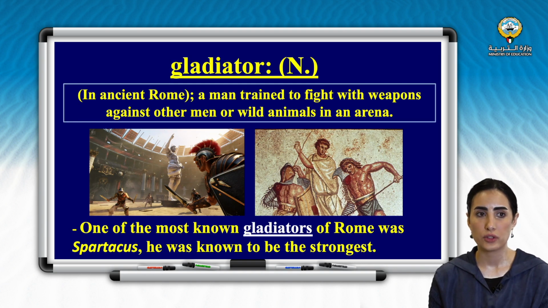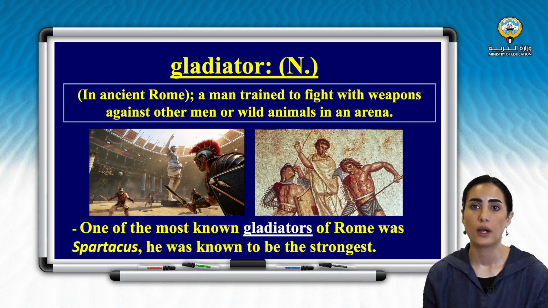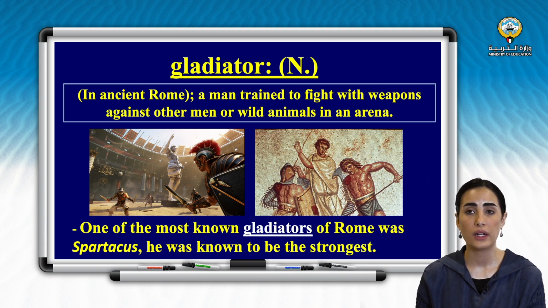Moving on to the next word, we have the word gladiator. So repeat after me. Gladiator. Gladiator. What part of speech is gladiator? It's a noun. Let's use the word gladiator in a sentence. Looking at the example, one of the most known gladiators of Rome was Spartacus. He was known to be the strongest, as you can see in the picture.